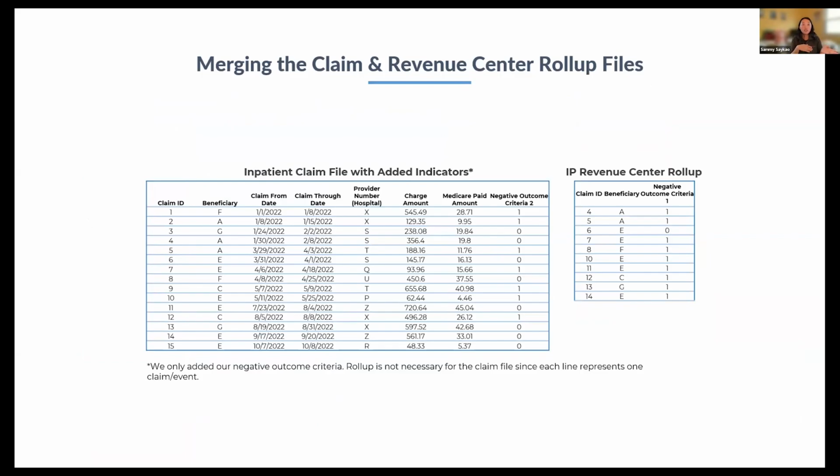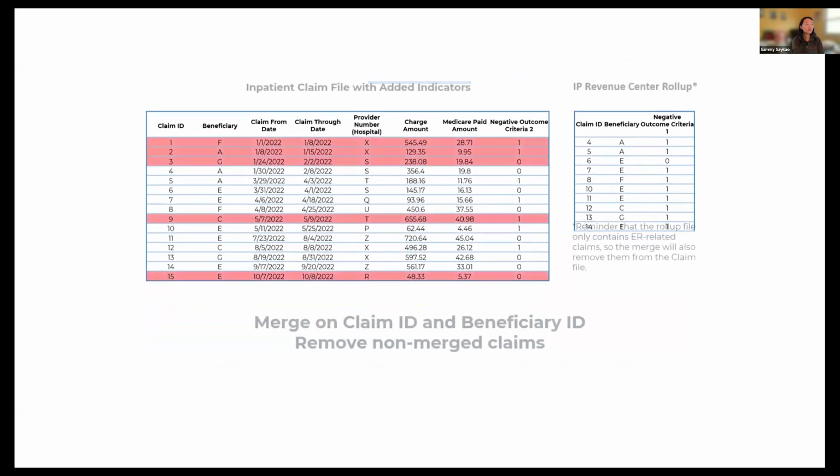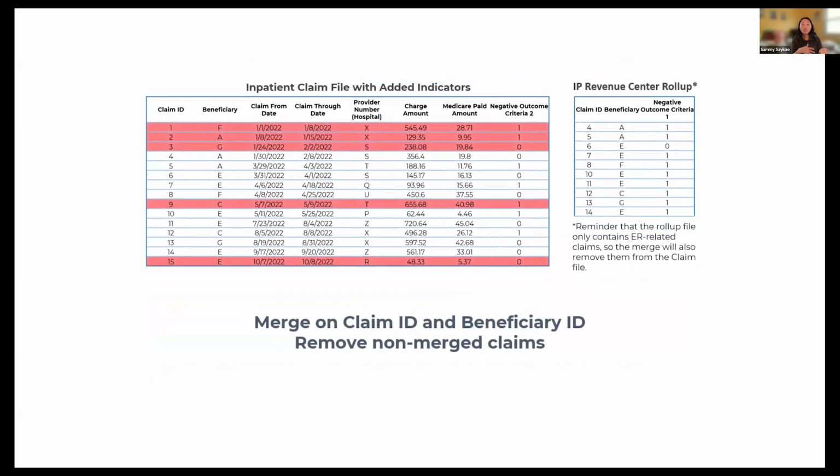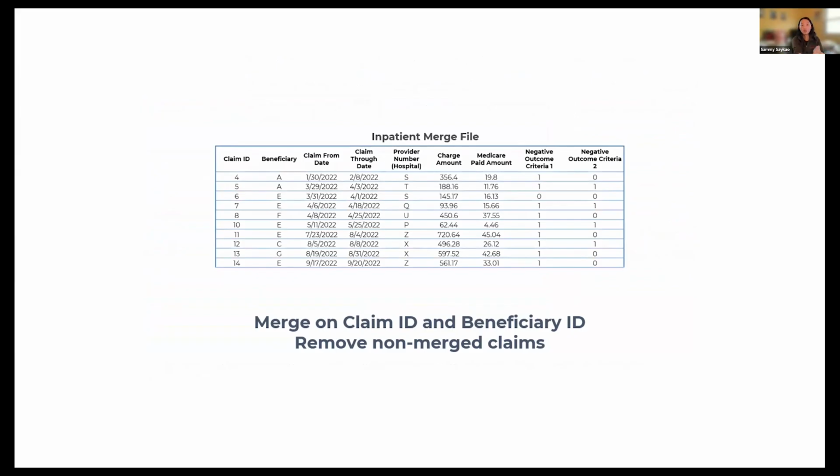So on the left, you will see a claim header file with the added indicator. That's our second negative outcome criteria. And then on the right, you'll see our revenue center rollup file. Notice here, rollup isn't necessary for the claim file, at least for what we're doing here, because each line represents one claim. So we merge on claim ID and Benny ID, and then we remove anything that's not merged. And that's how we end up with this table here.